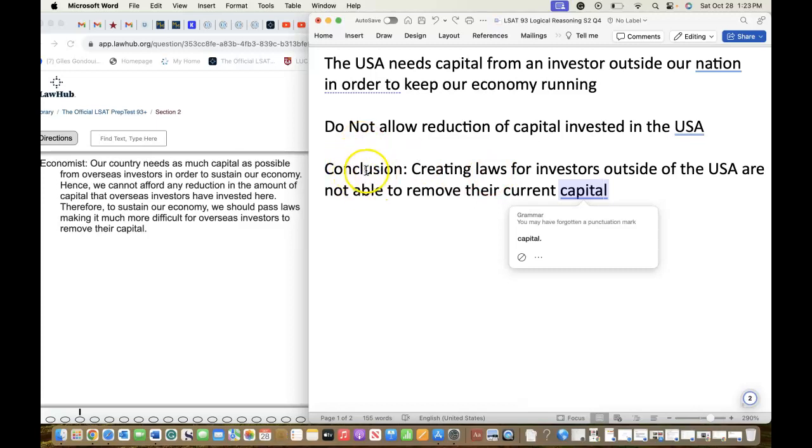last video, we went over a conclusion symbol. I'm going to try to see if we can do it again in this video as well, but that's going to be the conclusion. So with this information we have that the U.S. needs capital from investors outside of the country in order to keep the economy running. Basically keep the country's productions, goods, businesses, operations sustained. They're communicating about not reducing the capital investments in the USA, so no reductions. And in conclusion, they're communicating about creating laws for investors outside the U.S. to make it more difficult for them to remove their current capital.